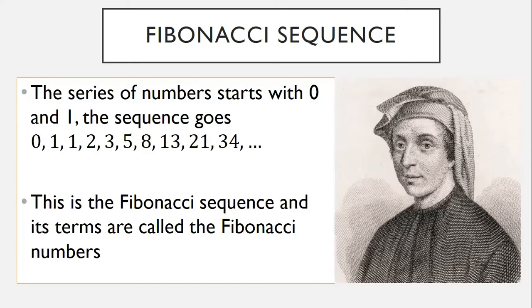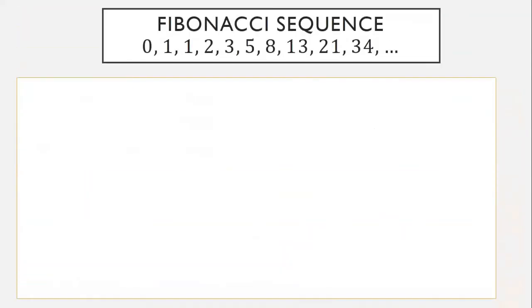The series of numbers starts with 0 and 1. The series goes 0, 1, 1, 2, 3, 5, 8, 13, 21, 34, and so on. Now, this is the Fibonacci sequence, and its terms are called the Fibonacci numbers.